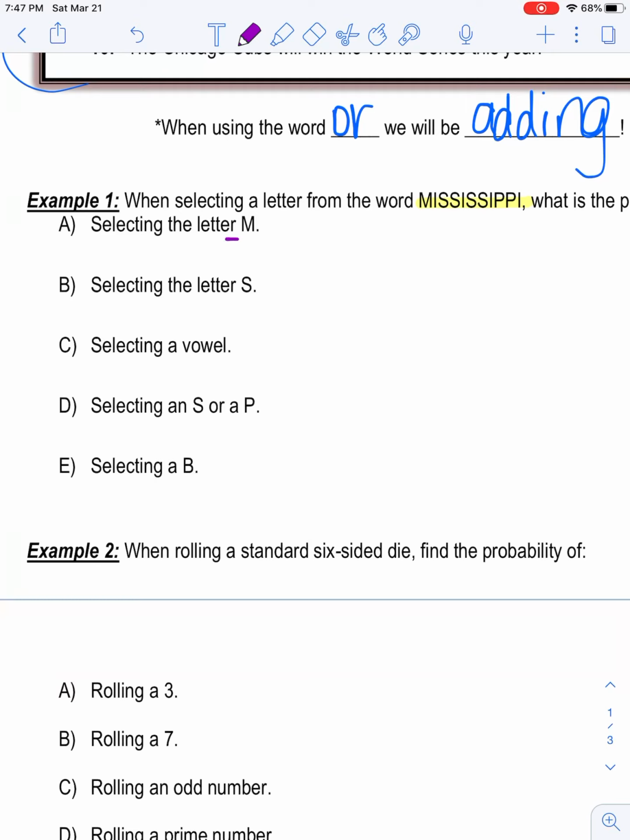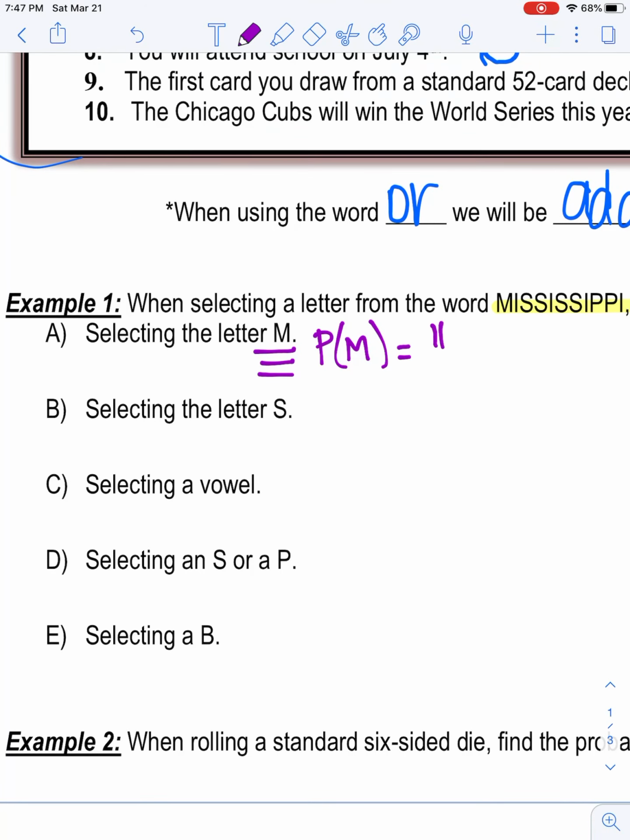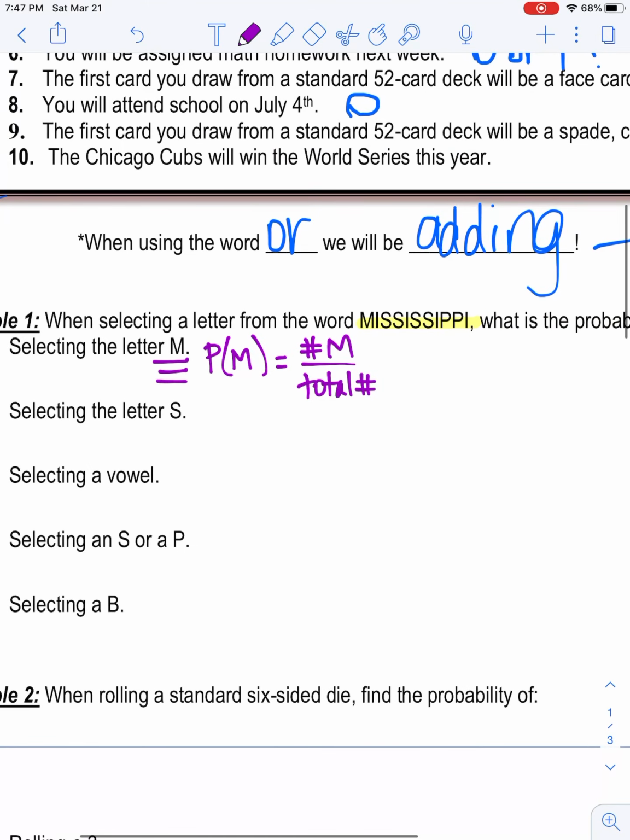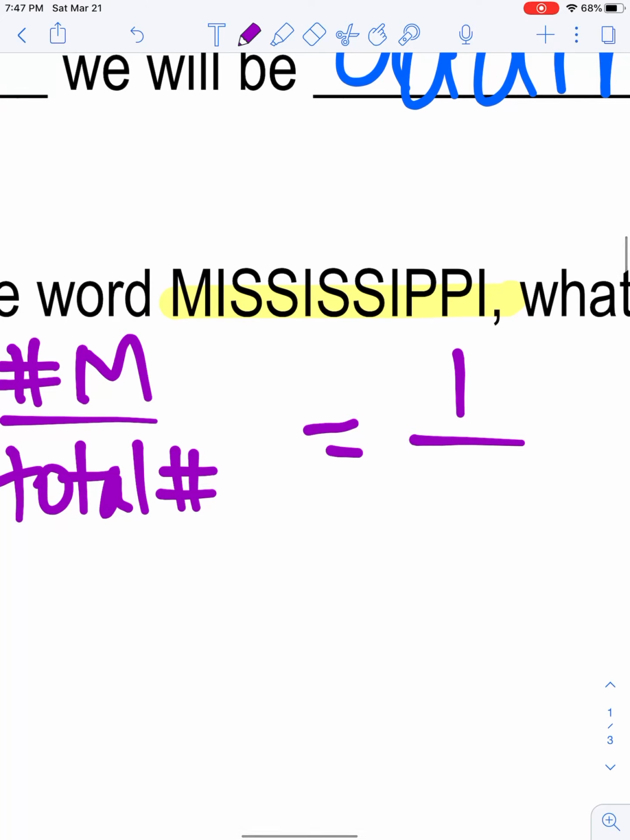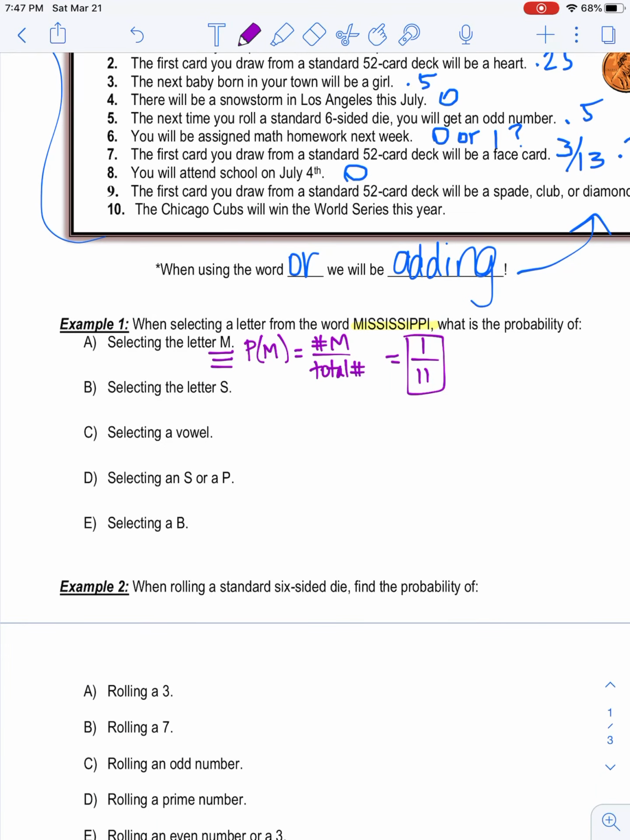When I'm looking for a certain event, like selecting the M, to do this, probability of M, this is the notation I like to use, I want to take the number of M's divided by the total number of letters. So in this case, there's only 1 M. And if we count how many letters are in Mississippi, 1, 2, 3, 4, 5, 6, 7, 8, 9, 10, 11. So our answer is 1/11. Since that can't be reduced, I can just stop there.